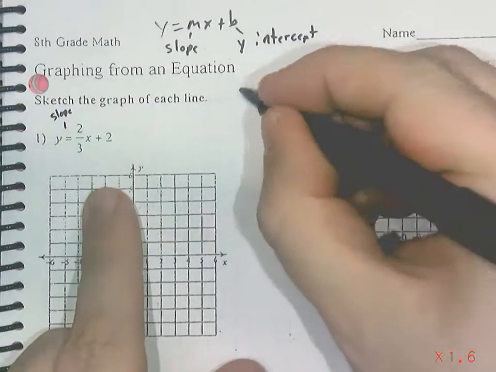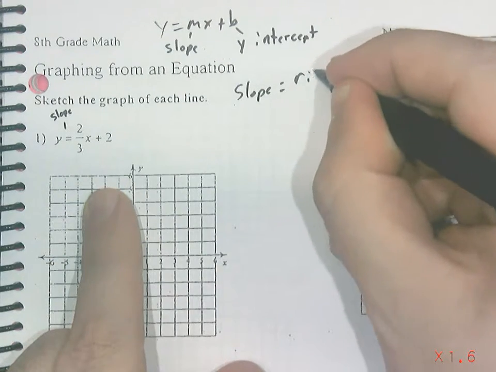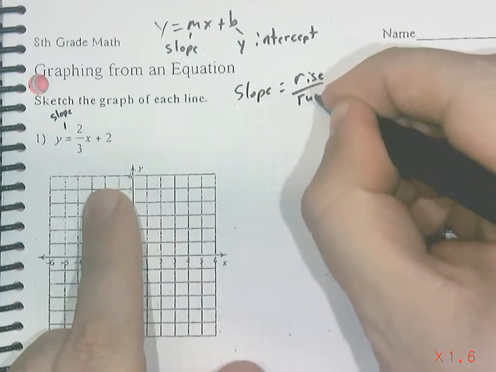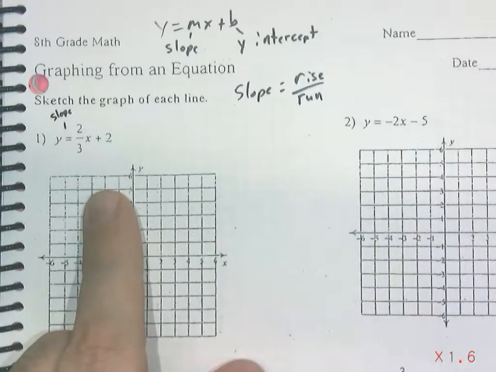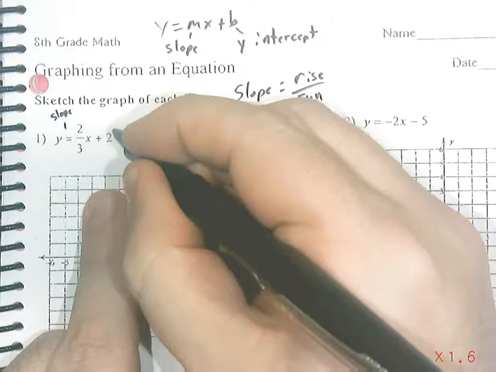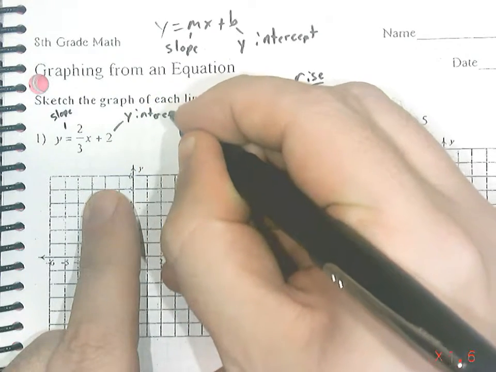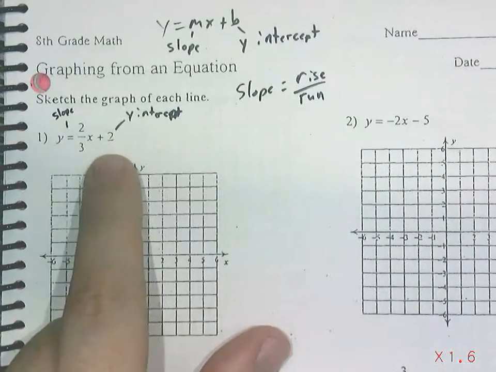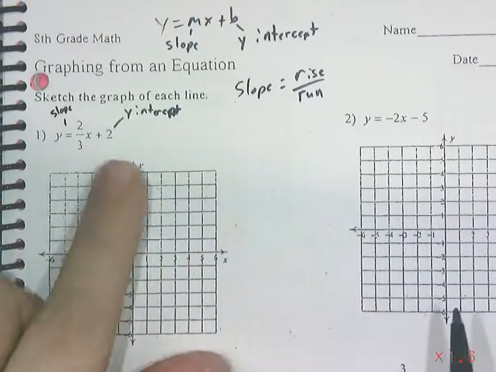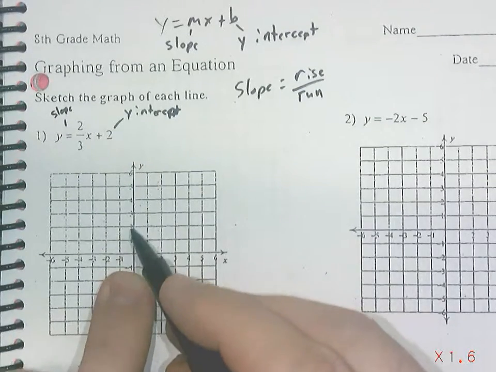And again, slope is what we always talk about as rise over run. The top number is what we're doing up and down. The bottom number is what we're doing left and right. The number that's adding or subtracting is your y-intercept here. So 2 would be our y-intercept. That's where our line is crossing the y-axis. So if it's crossing at +2, that means it's crossing right here.